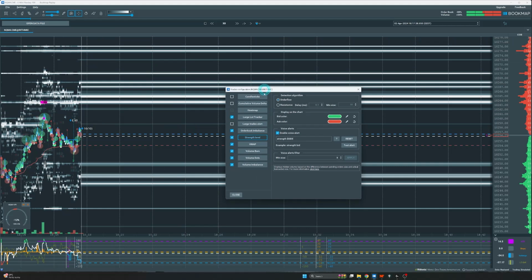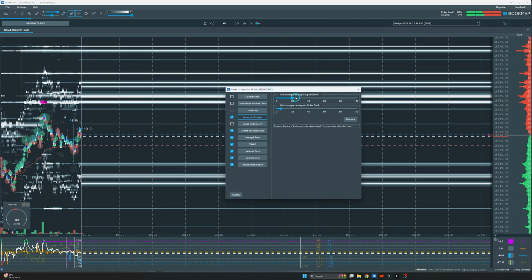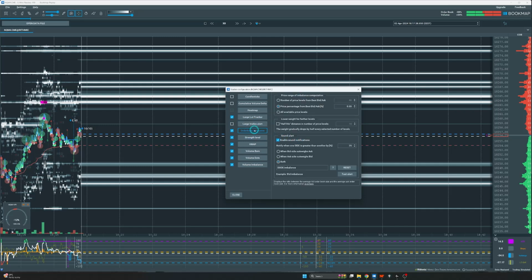As far as the normal things, I have the large lot tracker. To be honest with you, I've never really paid any attention to that. I just have it like here, that's it. Then the order book imbalance. That's what I have for the order book imbalance. You can see it right here at the top.